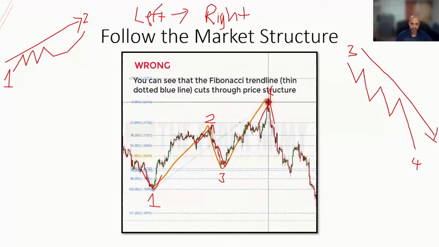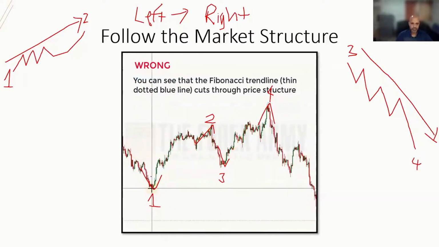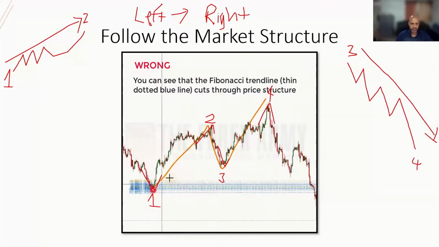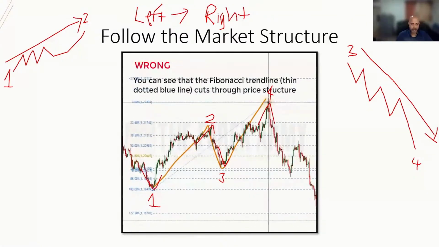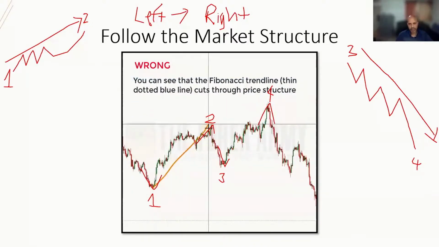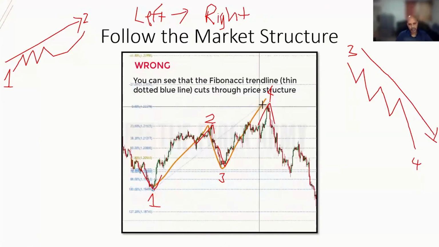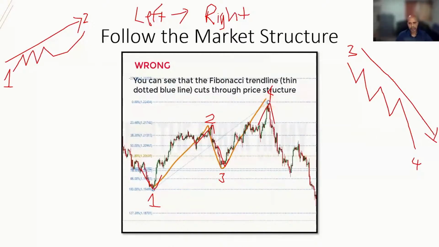So in this type of market structure, the ideal Fibonacci retracement to be drawn would be from point 1 to point 2. When we draw it from point 1 to point 2, we can see that the trend line will capture the market structure much better than from point 1 to point 4. Similarly, when we're doing it for the downtrend, we'll start from point 2 to point 3. And when we do that, the trend line will capture the market structure very closely. So that's what we're looking for.